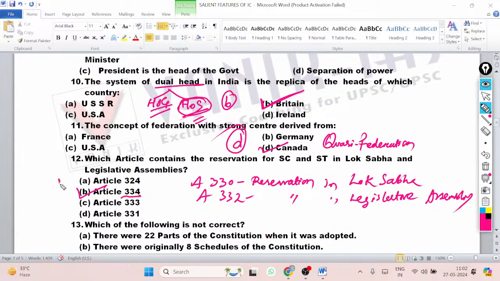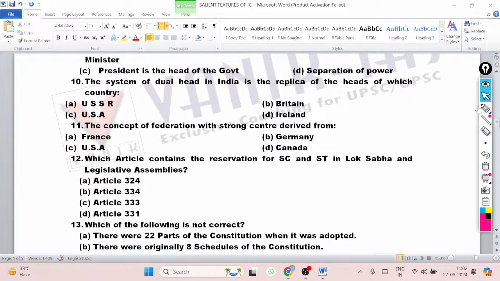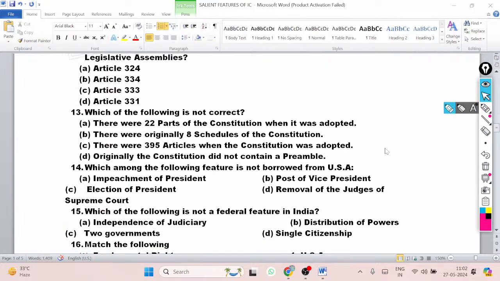Question number 12 is answer B. Okay. Question number 13. Which of the following is not correct?